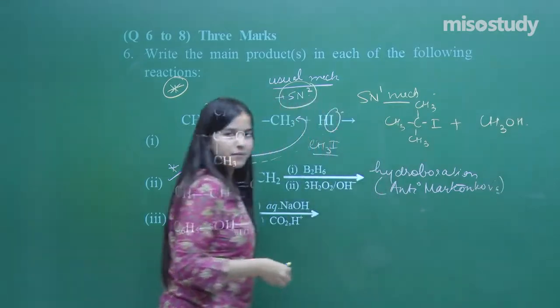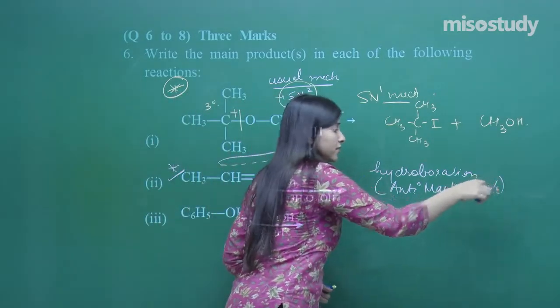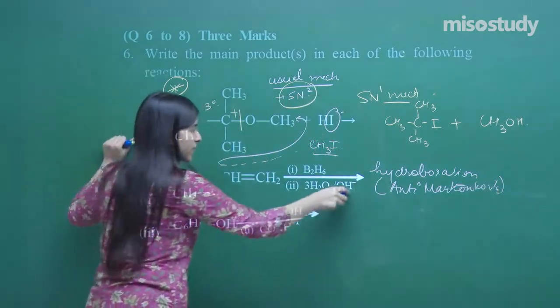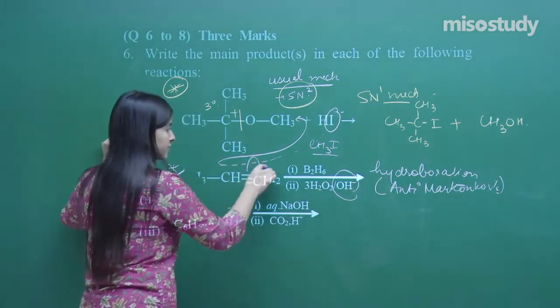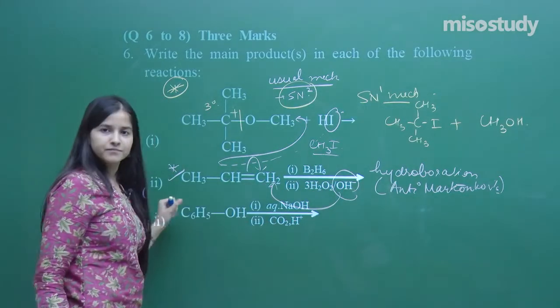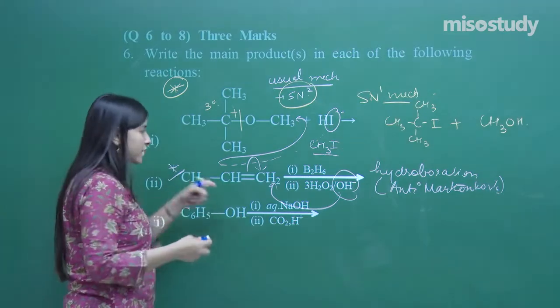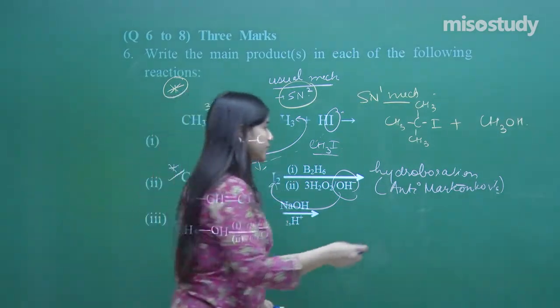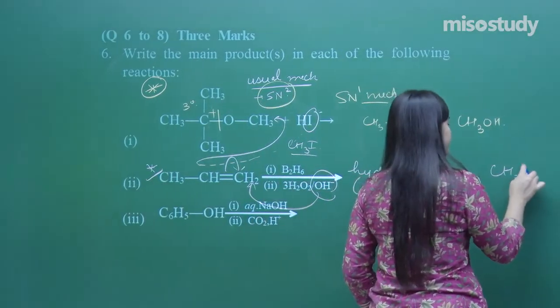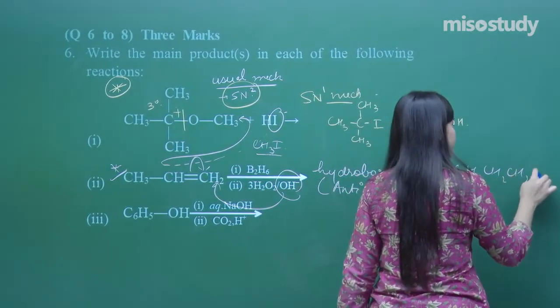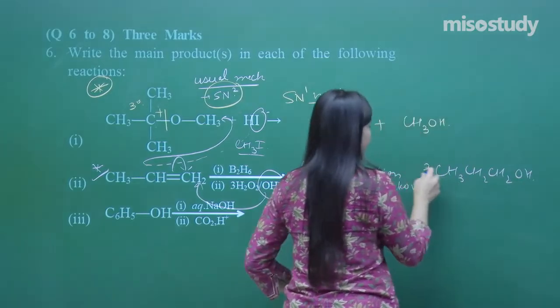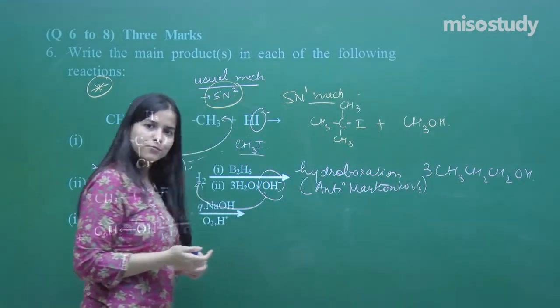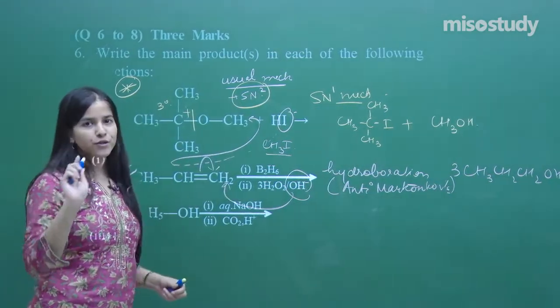Right? Always remember this anti-Markovnikov's rule, and yes, OH will get attached here. Clear? So my major product, main product, I have to write. So it will be... yes, thrice of, in fact, as per the reaction. So you have to do it on your own, right?